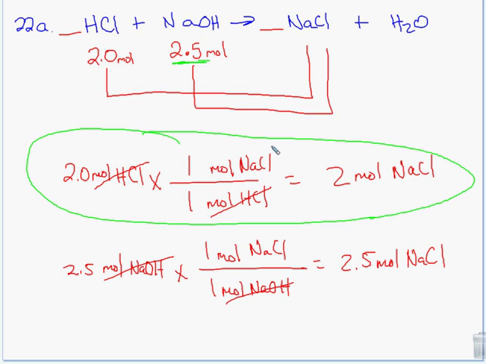Okay, so this is the first part of 23 now. And 23 says, for this reaction, determine the amount in moles of the excess reactant. How much is left over? Okay, so we started off, we determined this is our limiting reactant. This is our excess reactant. So here's what we do.